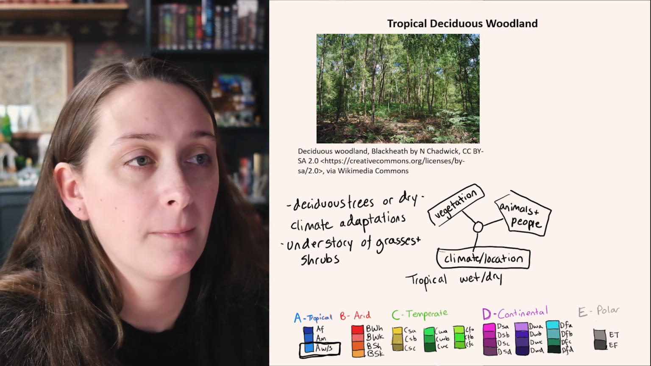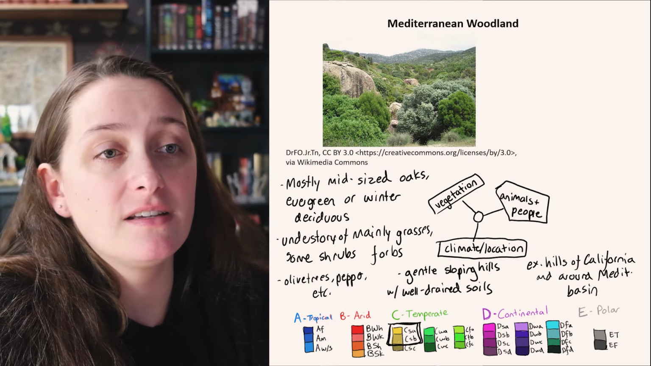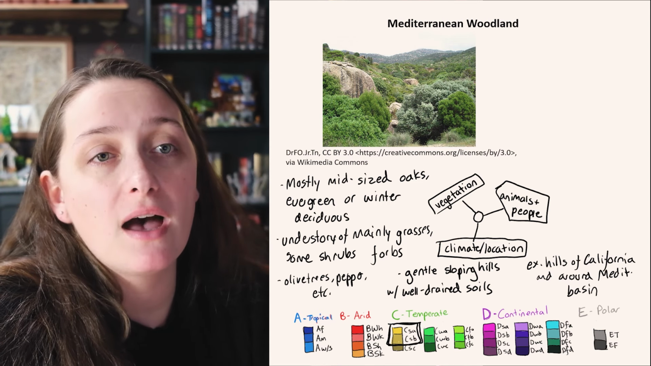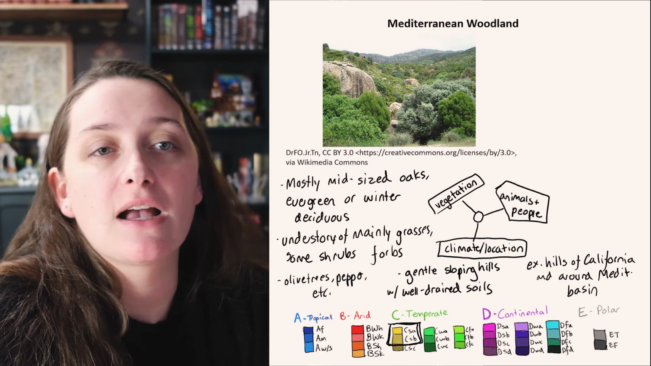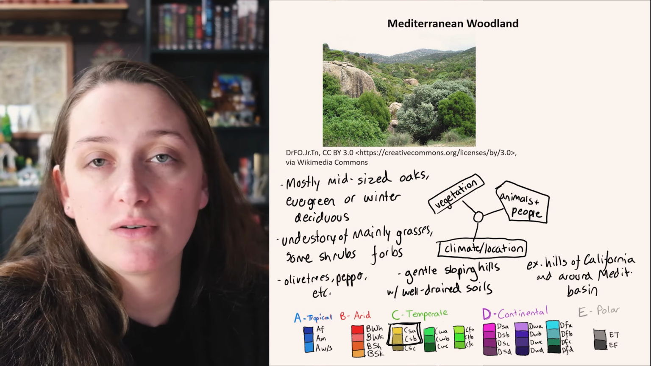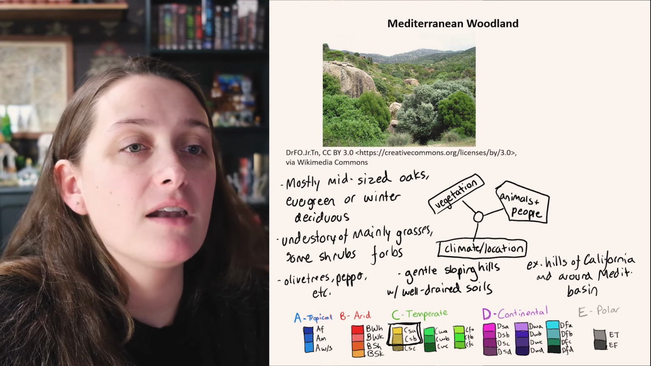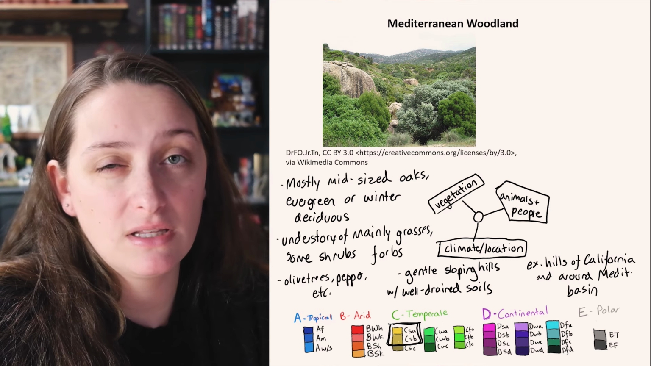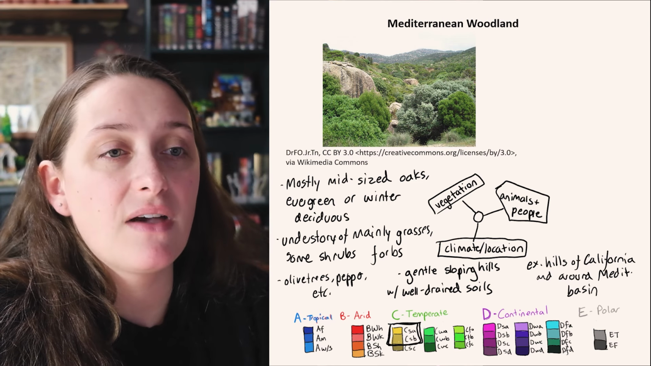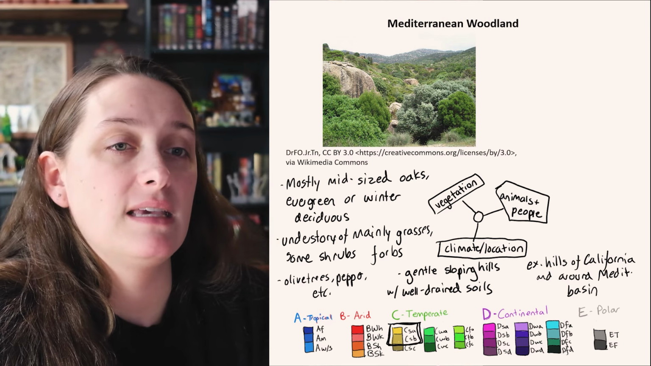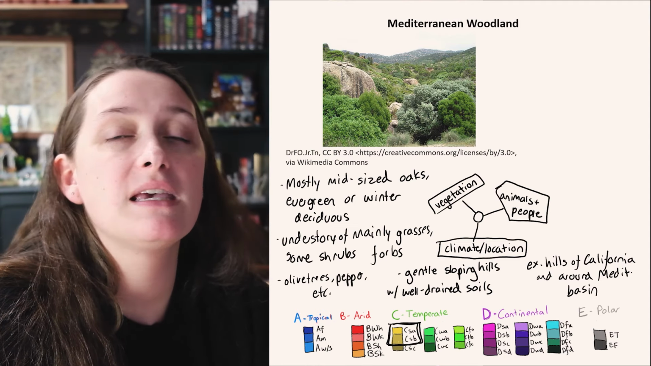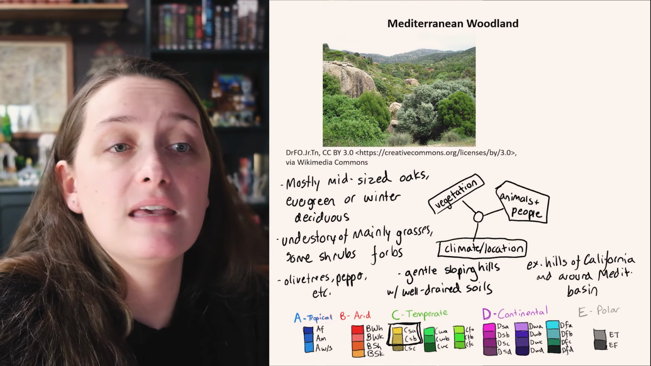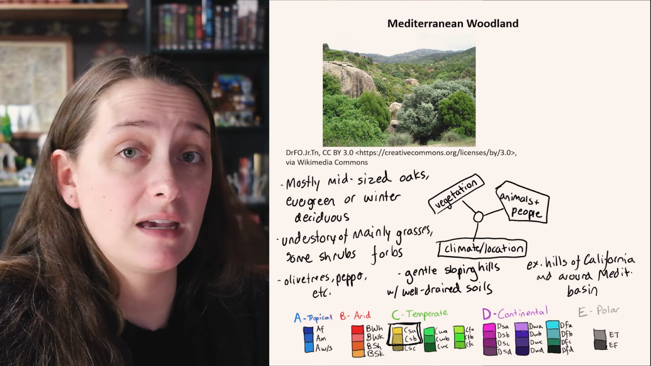And then closer to the savanna, trees will get more grouped, more thorny species, and you'll see some mixed grasses and shrubs. In Mediterranean woodland, you will find mid-sized oaks, evergreen or winter deciduous trees, sometimes some other trees like olive trees, pine trees, pistachios, pepper, etc. Understory of mainly grasses, occasional shrub, and some forbs in early spring. And these will mainly be found in your Mediterranean CSA or CSB, where you have gentle slopes, hills with deep, well-draining soils. Some examples on Earth are the hills of California and around the Mediterranean basin.